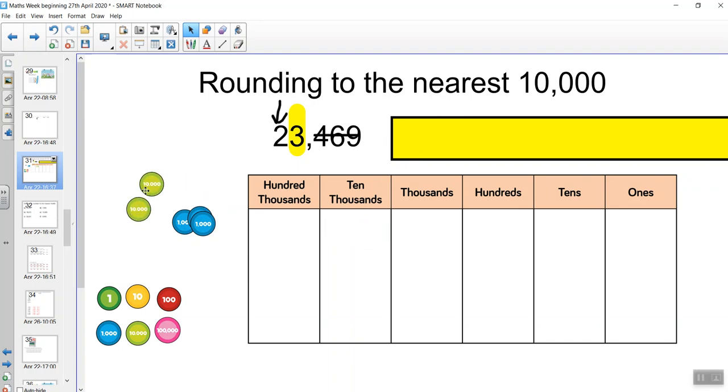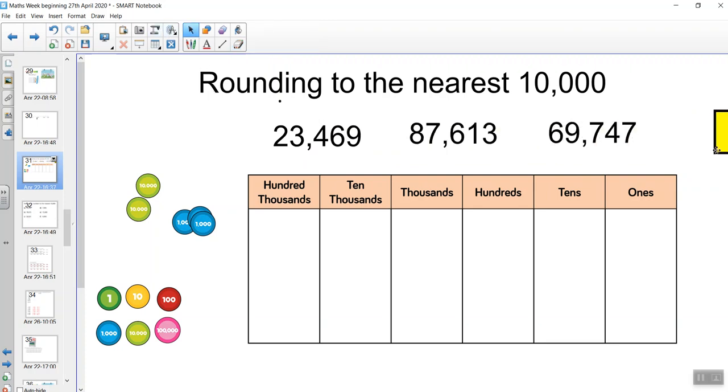I'm going to let you go and have a little practice. You can draw a place value grid if you like. Have a practice at rounding these numbers to the nearest 10,000. Here they are. Pause the video and have a go.